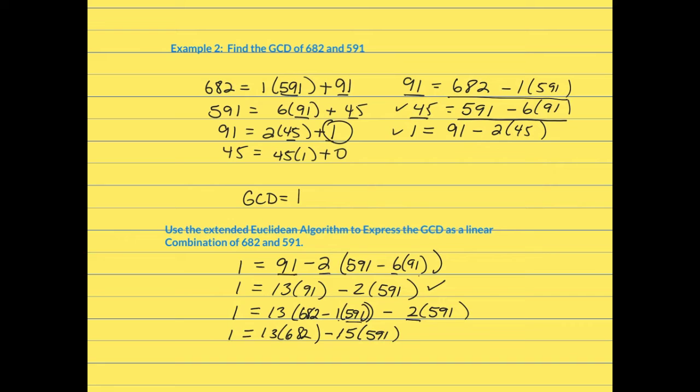Again, check the math on your calculator. Do 13 times 682 minus 15 times 591. Verify that is equal to 1. And lastly, we're going to rewrite it so that the coefficients are out front. We've got 1 equals 682 times 13 plus 591 times negative 15. And that is our solution.